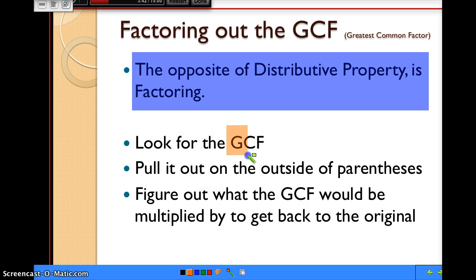We're going to look for the greatest common factor to take out. You're going to pull it out on the outside of the parentheses and then figure out what the GCF could be multiplied by to get back to the original. Make sure that you're pulling out the greatest common factor, not just any common factor. All right, so make sure you copy this down and then put me on pause and proceed on, so I'm not going too fast.